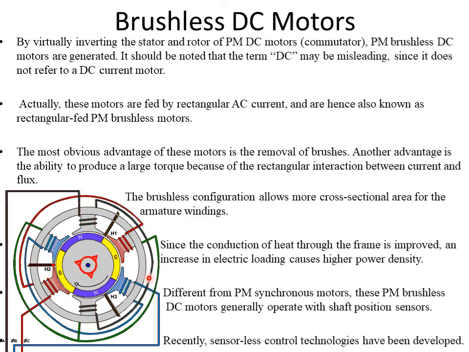When you take this brushless DC motor, it also has a higher power density and those features, but still we are using a permanent magnet like a synchronous motor. We are using the permanent magnet in this type of motor also.